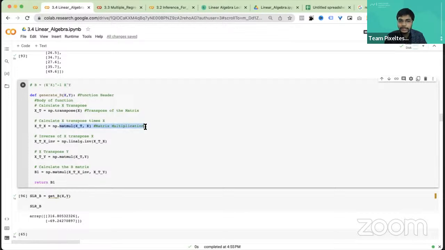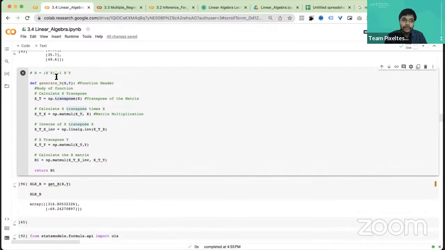So how many of you are clear till this step of the definition? We are multiplying X transpose with X, right? If you're clear till here, great. Now we are taking the inverse of it, which is done with the function linear algebra dot inverse. So now you've got the inverse also. Now we have to multiply it with X transpose again.